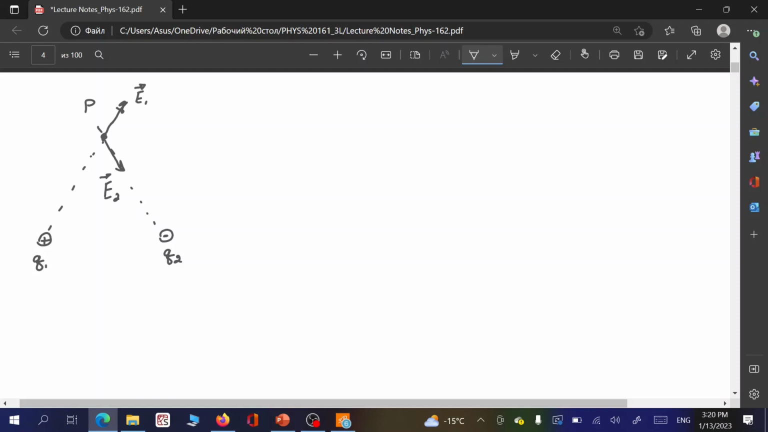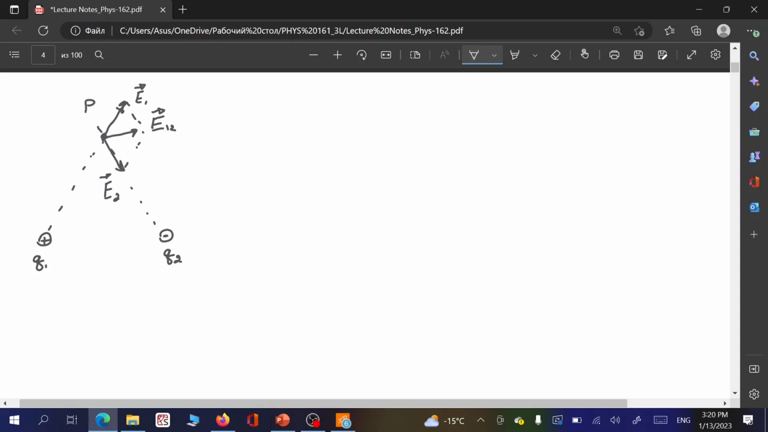So you see that this is a positive source charge. The electric field vector is pointed away from this positive charge. Here we have a negative electric charge. The electric field vector created by the negative electric charge Q2 is pointed towards this electric charge. So obviously, as a vector quantity, the resultant vector will be defined as the sum of the two vectors. So this is E12, let's call it. So this is the resultant vector.